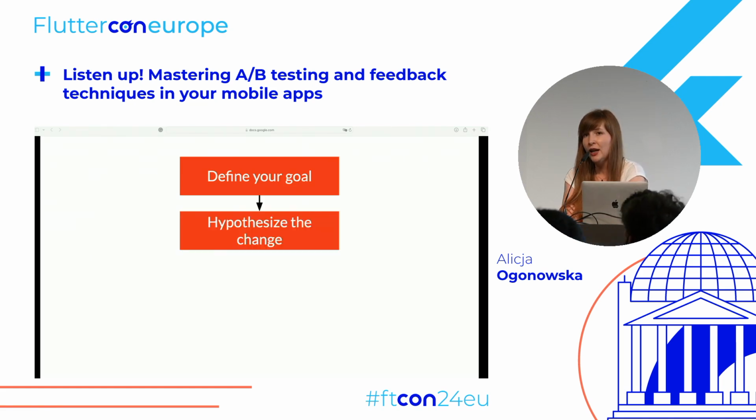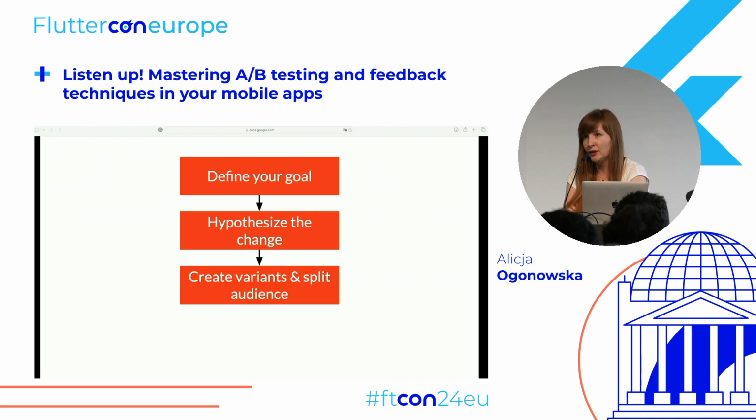And after that, you can hypothesize the change. So this is where you brainstorm and come up with ideas. What change could actually make that goal become reality? So for example, if you want more users to sign up, maybe a shorter sign-up form will be more pleasant for them to finish, or a more prominent call to action button will grab their attention more.